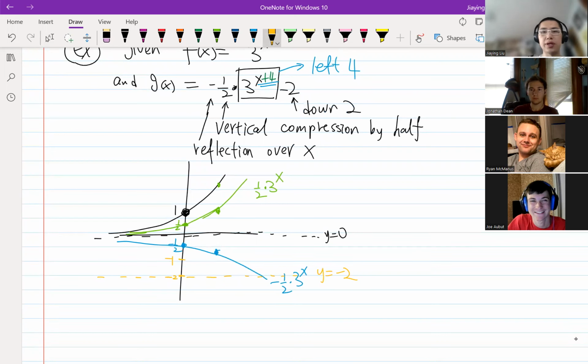And the point on the y-axis, the y-intercept at -1/2, will also be moved down, so it becomes -2.5. And that point also is moved down, so we end up with this curve: -1/2 times 3 to the x, minus 2. So that's all the vertical changes. As you can see, the vertical changes sometimes affect the horizontal asymptote, sometimes they don't, depending on what the horizontal asymptote is.